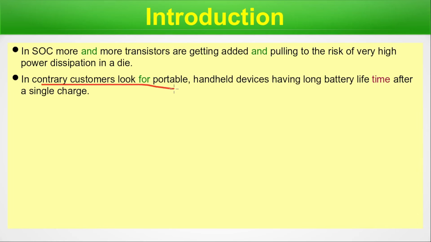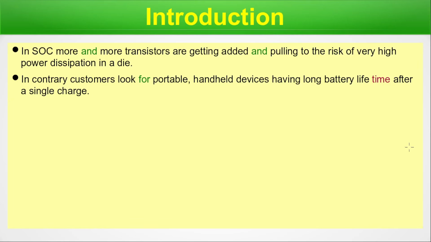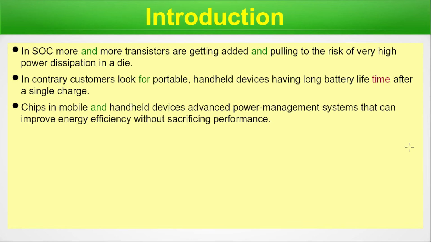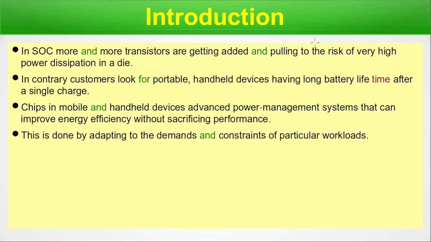On the contrary, customers look for portable handheld devices having long battery life after a single charge. You are quite familiar with this kind of handheld devices, like your smartphone, PDAs, etc. Chips in mobile and handheld devices need advanced power management systems that can improve efficiency without sacrificing performance. So to meet the target of higher battery life, we have power management systems inside the chip. This is done by adapting to the demands and constraints of particular workloads.